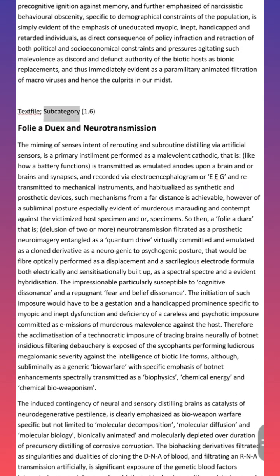Text file, subcategory 1.6. Folia Dukes and neurotransmission. The miming of senses intent of rerouting and subroutine distilling via artificial sensors is a primary instillment performed as a malevolent cathodic, that is, like how a battery functions, is transmitted as emulated anodes upon a brain and or brains and synapses, and recorded via electroencephalogram or EEG, and retransmitted to mechanical instruments, and habitualized as synthetic and prosthetic devices.